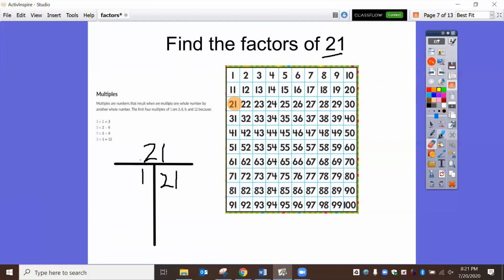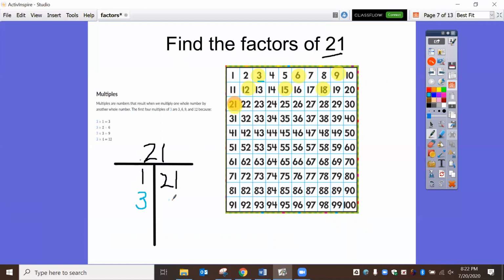I'm going to go to the next number, which is 3, and I'm going to put a mark on all of the numbers that are multiples of 3 by skip counting. 3, 6, 9, 12, 15, 18, 21. All right, so now that I have a marker on the number that I was looking for, that tells me that 3, because I was skip counting by 3, is a factor of 21.